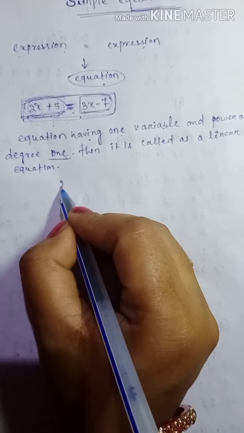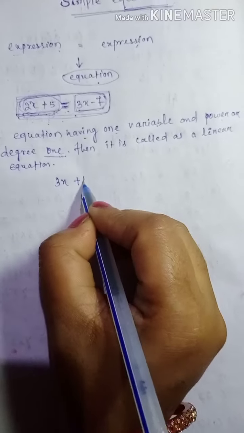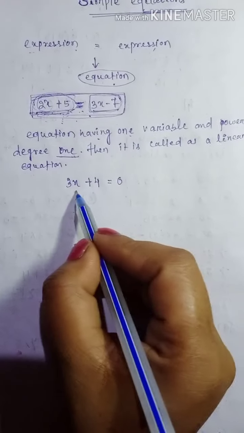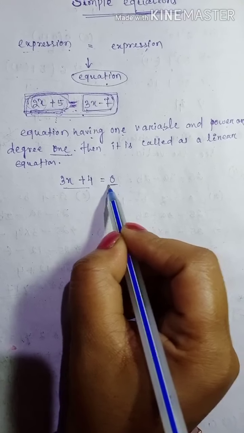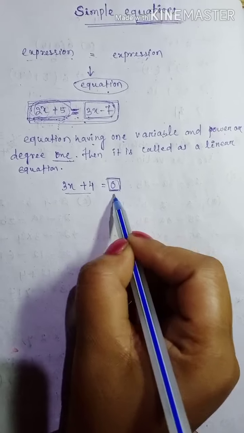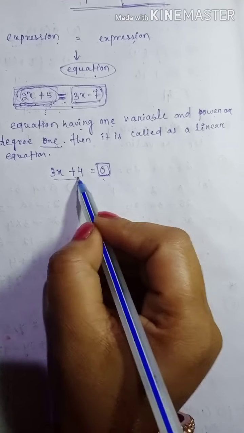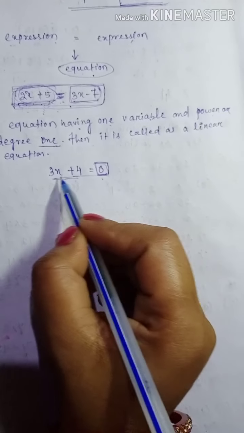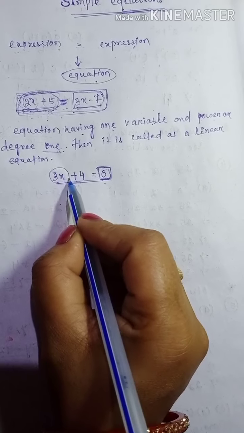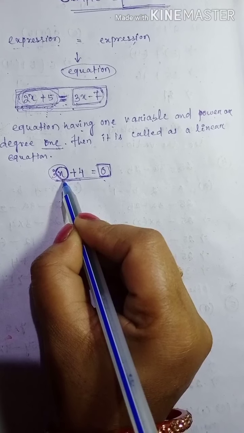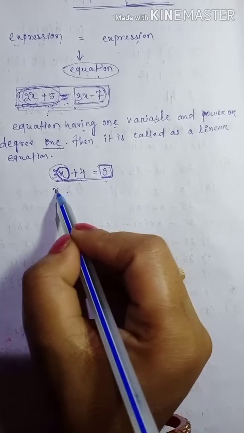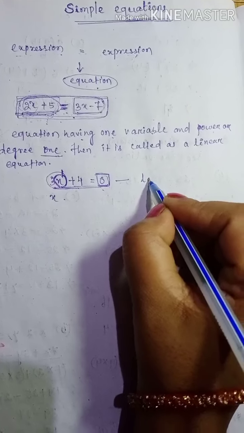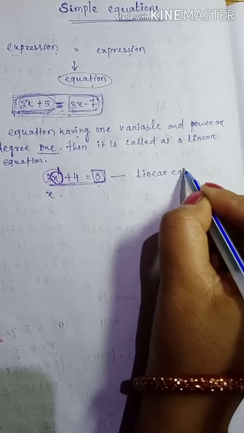Suppose there are examples like 3x plus 4 is equal to 0. Suppose I take this as an expression, and this is also an expression, or a value, which are equal to each other. Then these are equations. In this equation the variable used is x, and its power is 1. So it is an example of a linear equation.